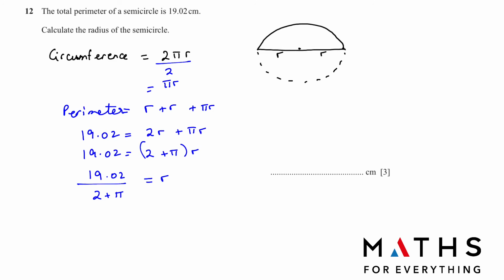Now we just need to put it in the calculator. We will get the answer r is equal to 3.699. We'll round it to one decimal place. If the number here is 5 or more, we add 1 here. So we'll get 3.7 centimeters.